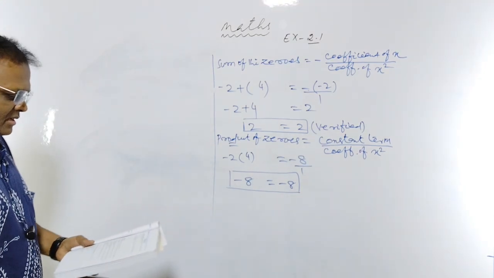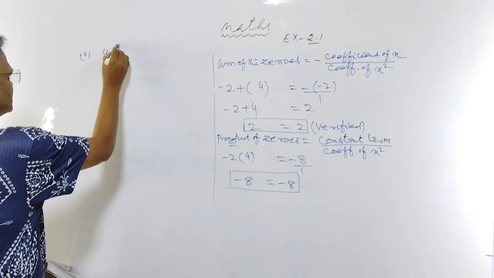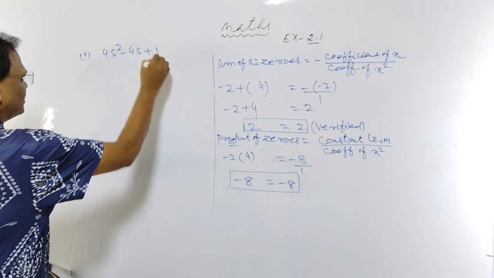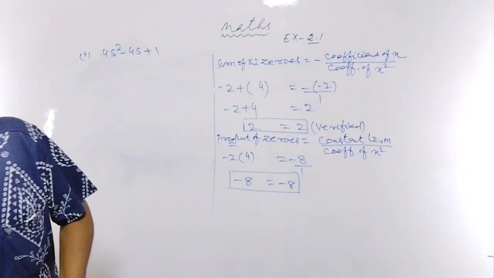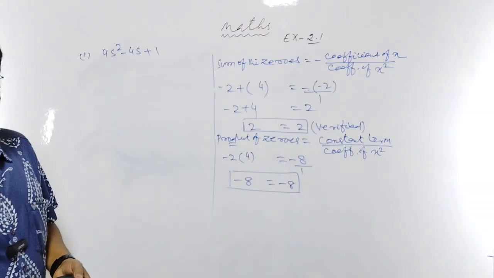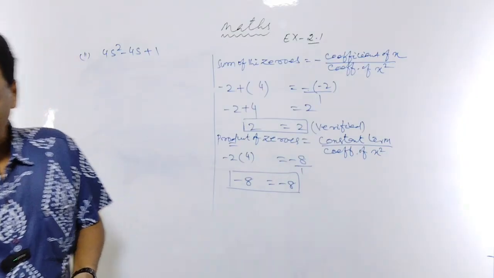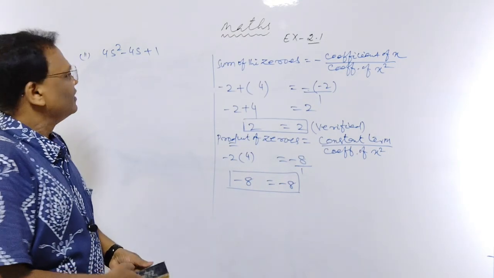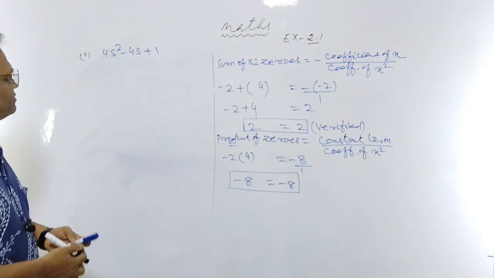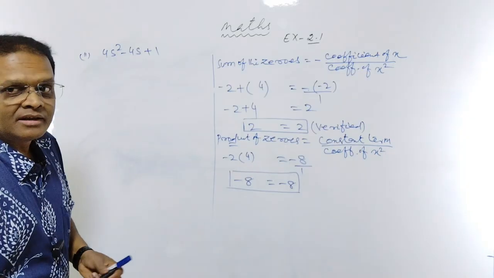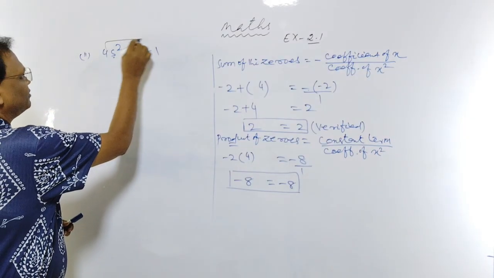So the second question is 4s square minus 4s plus 1. Exactly what I did in the first, same thing I'll do. So let's do the second one. So if I start, what is my coefficient of x first? Instead of x, here it is given s. Look at it. What is the coefficient of s square? That is 4. I have to multiply these two.